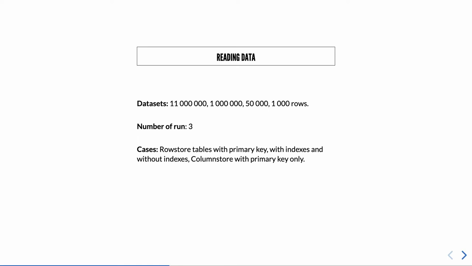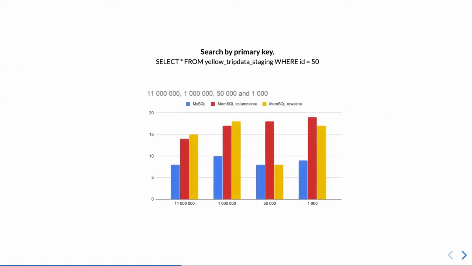Second tests are about reading data. So I took 4 data sets: 11 million rows, 1 million rows, 50,000 and 1,000 rows. Differences were in row store tables. I tried to understand whether indexes can help those databases. So some tests have been made with indexes on some columns and without indexes. First test is search by primary key. And surprisingly, MySQL works faster on all datasets. It was a surprise for me.